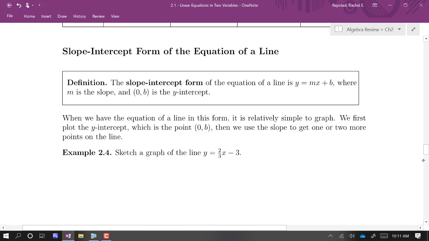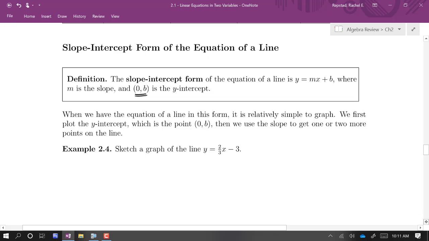Remembering back from some algebra courses you've taken, you may already be familiar with the slope-intercept form for the equation of a line, y equals mx plus b, where m is the slope and b is the y-intercept, or (0, b) is the y-intercept. It can be convenient for graphing an equation.